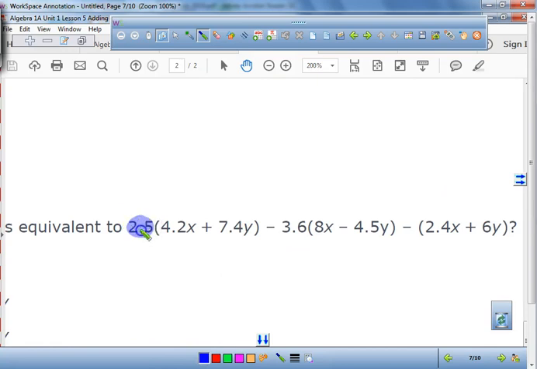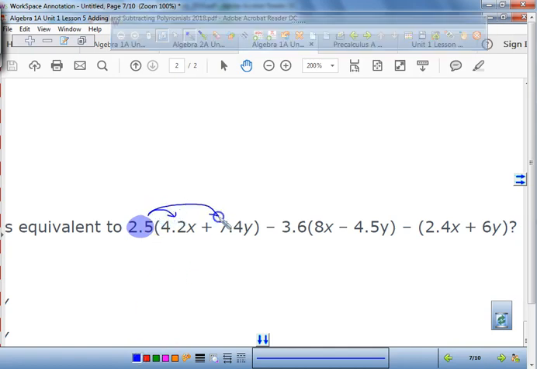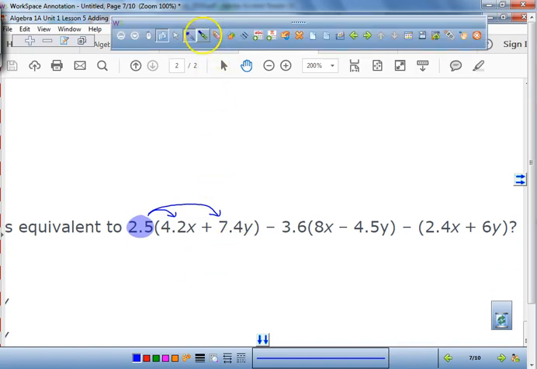Everybody right here, I want everybody to multiply everything by a 2.5. So I'll show you exactly what numbers I want you to. 2.5 times the 4.2. 2.5 times the 7.4. Here, I want everybody multiplying everything by a negative 3.6. Distribute it to the 8. Distribute it to the negative 4.5.